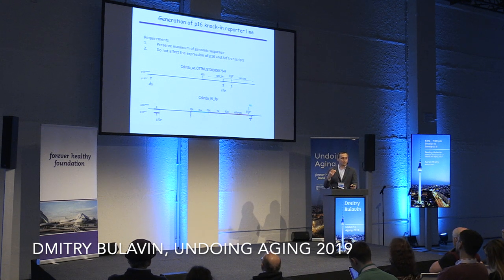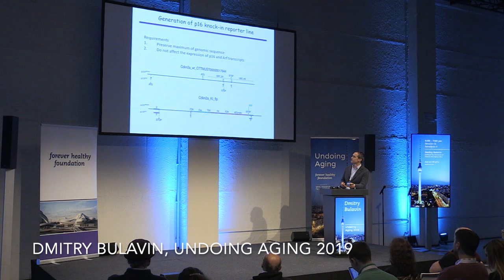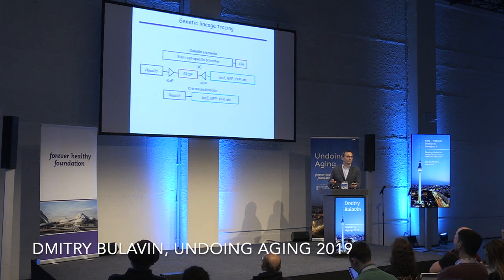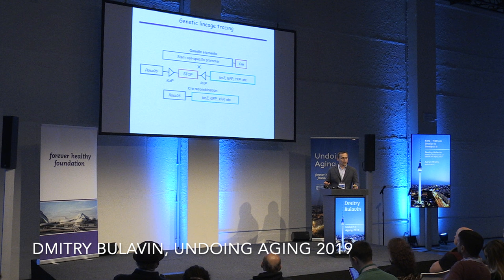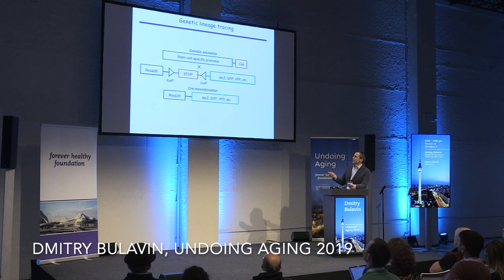So it means that when the P16 is induced, Cre becomes immediately active, so we don't need to introduce any activating compounds, and we're not relying on the efficiency of any activating compounds. Now again, because we're using Cre, we're using a genetic lineage tracing approach. In this case, the P16 promoter is driving the expression of Cre. When the Cre is active, it will remove a stop cassette in front of the reporter or deleter transgene, and then we can either label or eliminate senescent cells.